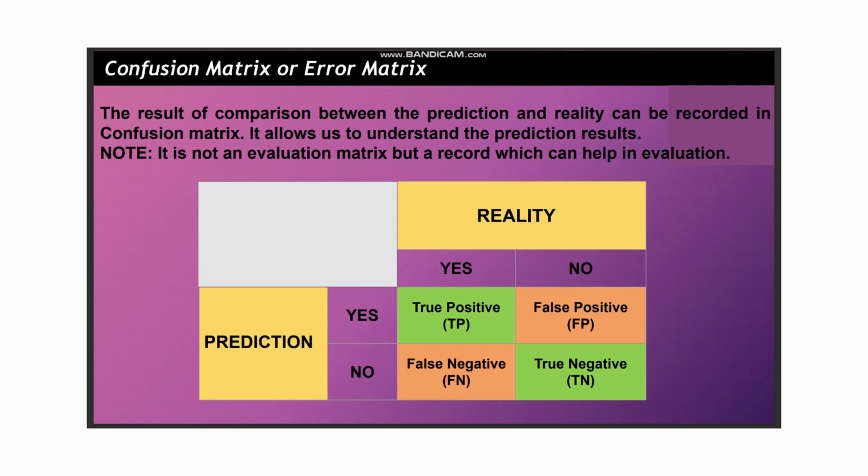Now, you need to match these. How have they matched? When the prediction is yes, reality is yes, the case is true positive. When prediction is yes, reality is no, the case is false positive. When prediction is no, reality is yes, the case is false negative. When prediction is no, reality is no, the case is true negative. So basically, the confusion matrix means all your data is being recorded in matrix form.